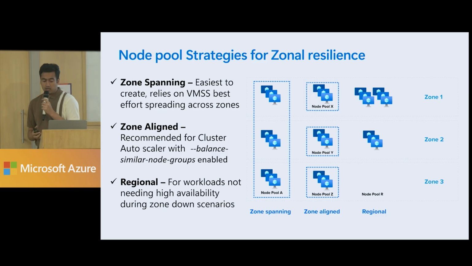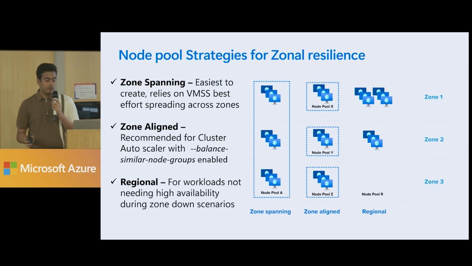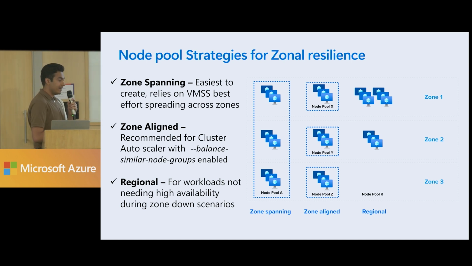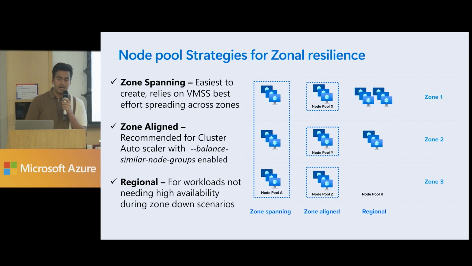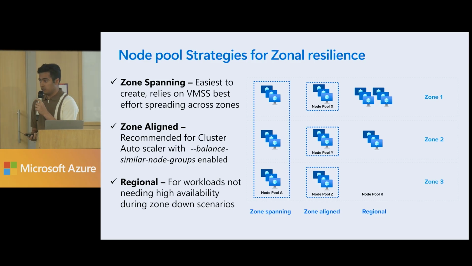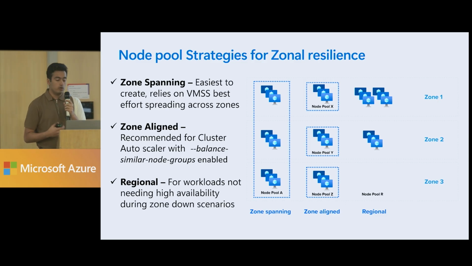The third option are regional node pools. This is one we do not recommend to use. So regional node pools are not guaranteed to be in a single zone. And that means that we can't give you guarantees on high availability of your application with regional nodes. So we only recommend using regional nodes for your test clusters or test pods where you're OK with some amount of downtime.